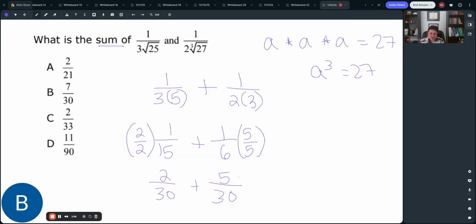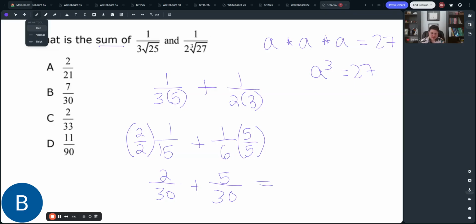And then, reminder, when you're making common denominators here, whatever you do to the denominator, you have to do to the numerator as well, because we want to multiply by something that is equivalent to 1. 5 over 5 reduces to 1. 2 over 2 reduces to 1. And that indicates that we're not changing the value of our initial fractions. We're just changing what they look like.